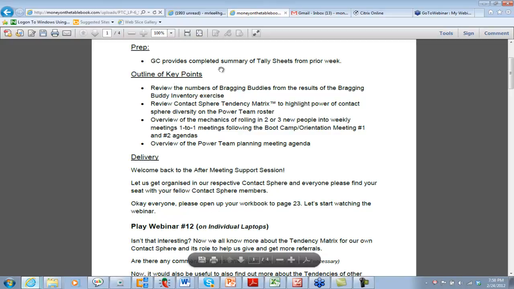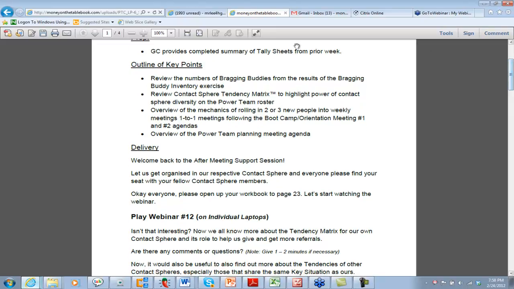So the growth coordinator has completed a summary of those sheets, okay? Here's the key points that we're going to dig into. A lot of things are going to happen here. We're going to review the numbers of bragging buddies from the results of the inventory exercise. Okay, we got that. We're going to review the contact sphere tendency matrix to highlight the power of contact sphere diversity on the power team roster.